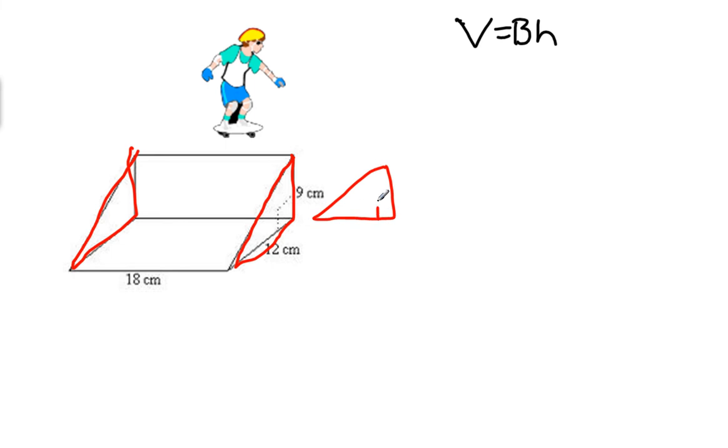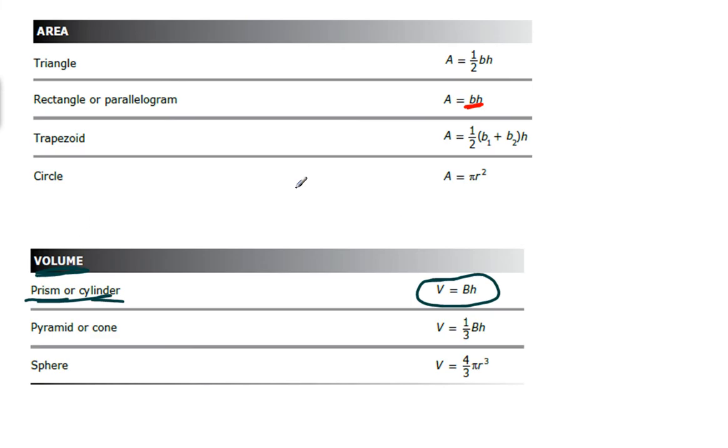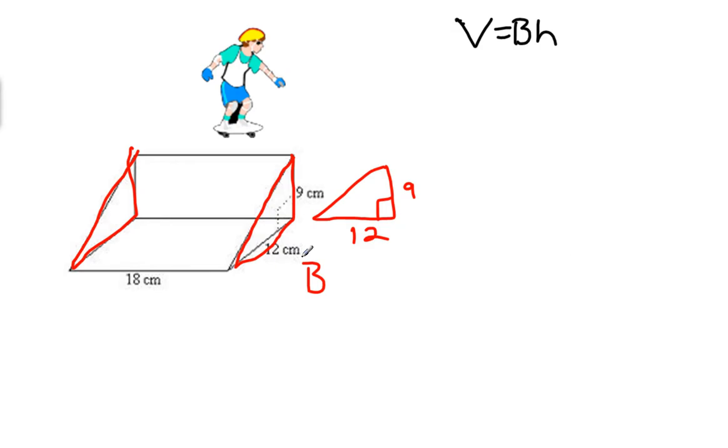And it's a right triangle, so we could actually determine our missing length here, but we have sides of 9 and 12. And we should know this is 15. I hope you know that. Please know that. We're going to find the area of that. So we need the area of a triangle. So we look back at our chart, and we see area of a triangle is 1/2 of the base times the height.